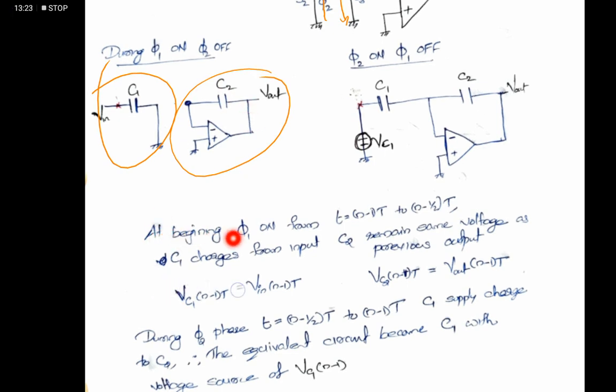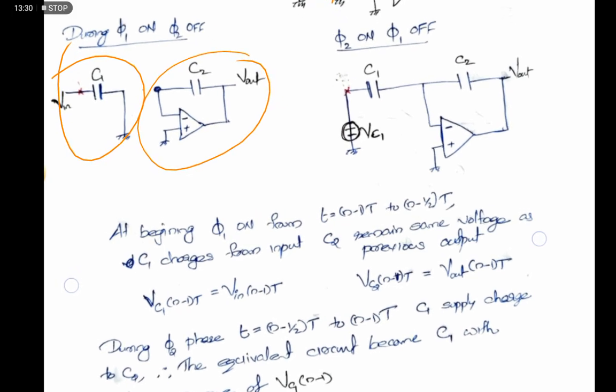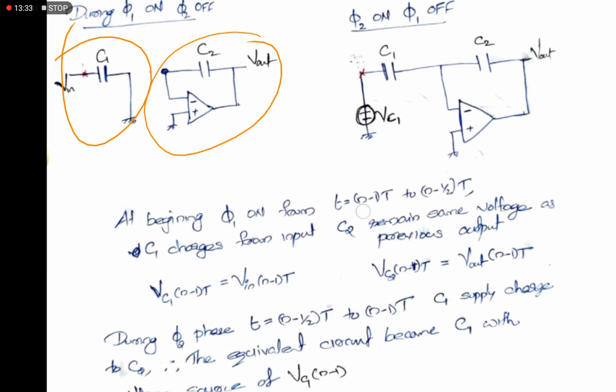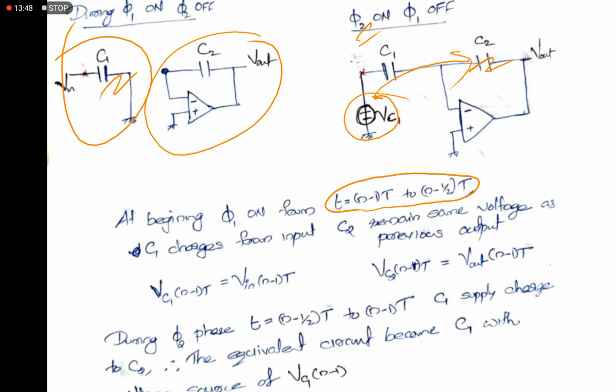At the beginning, when phi 1 is on, from t equal to (n minus 1)T to (n minus 1/2)T, because only half the cycle, half of the time period, is considered, C1 is charging while C2 holds its charge. When phi 2 is on, C1 has some charge, and that charge will be discharged to C2.